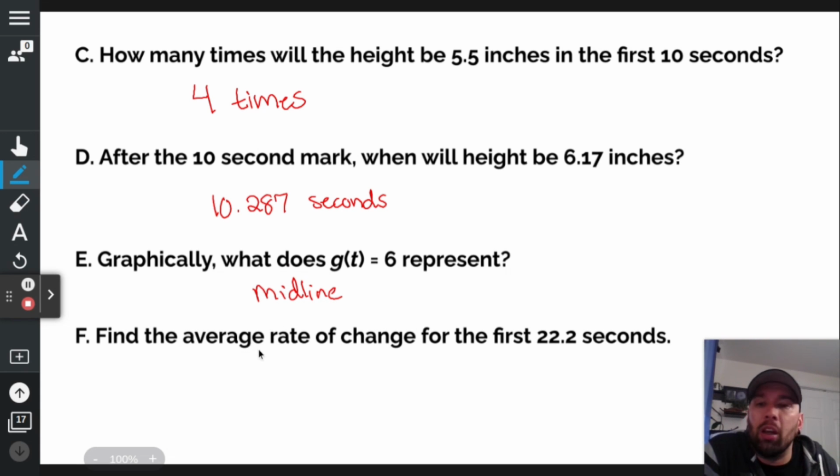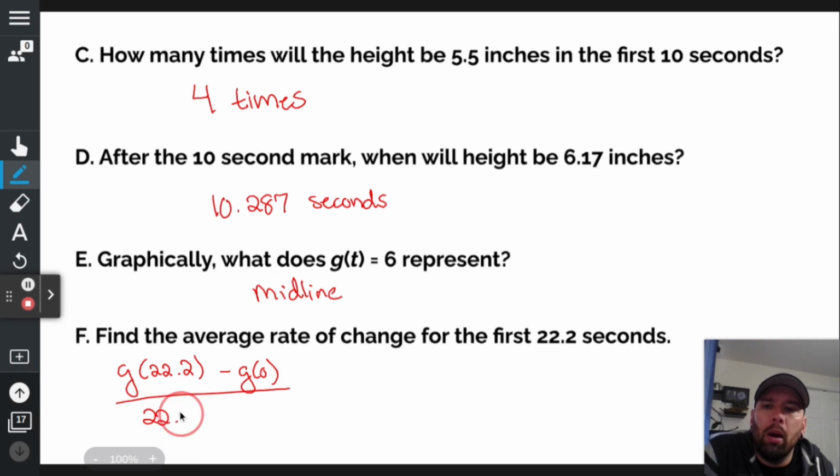And last but not least, I will need a calculator for this one. Find the average rate of change for the first 22.2 seconds. So that's going to require us taking g of 22.2, close it, minus g of 0, over 22.2 minus 0. We've seen this formula 1,000 times. So let's throw that in our calculator and rack this thing up.